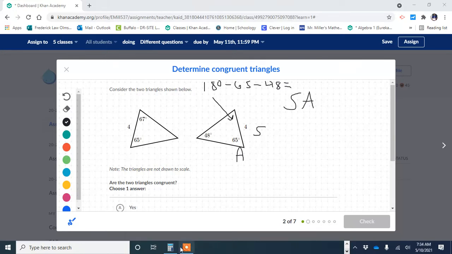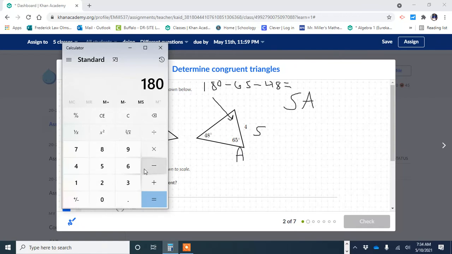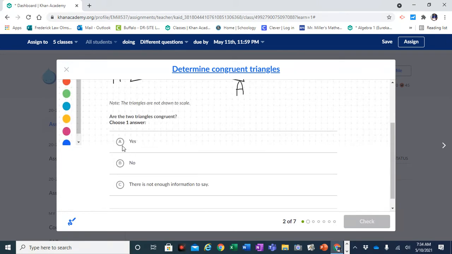So if I grab my calculator here and I do 180 minus 65 minus 48, I get 67. So that means this angle right here is 67, which would mean that this angle right here would have to be 48. So I then do know angle, side, angle, angle, side, angle. So that would mean that these triangles are in fact congruent.